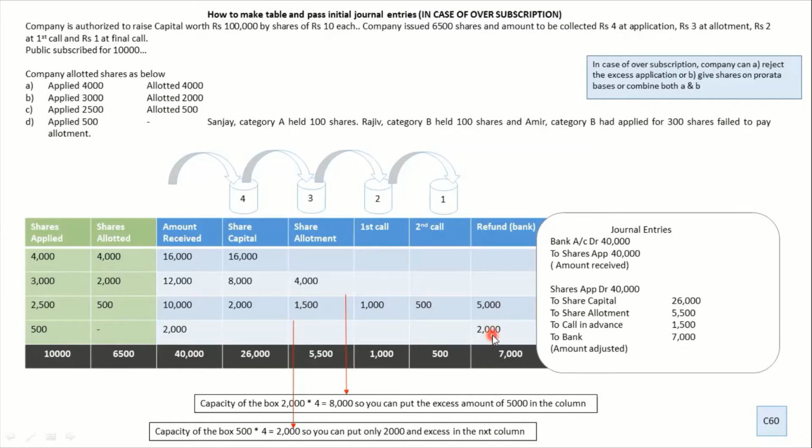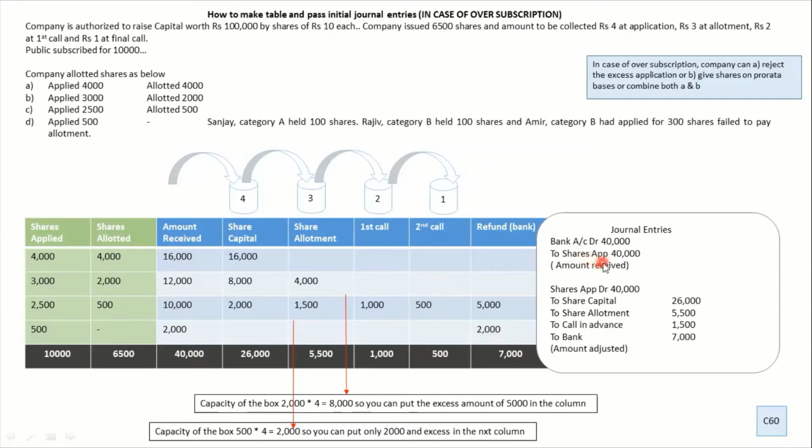Once this table is done, it might look a little tough to develop this table, but believe me, once you do one or two sums, it will hardly take a minute to do this table. And that 1 minute will help you to score 4 marks. I'll explain that as well. Now let us understand what happened: amount received is 40,000. So that is your first entry.